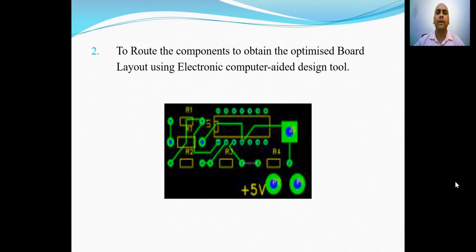After drawing the schematic diagram, then we will discuss how to route the components to obtain the optimized board layout using an electronics computer aided design tool. The board layout represents the placement of components and the optimized routing between the components on the PCB board.